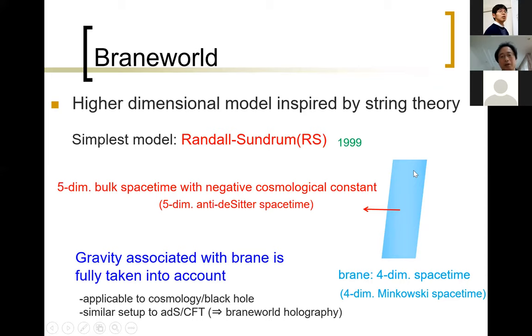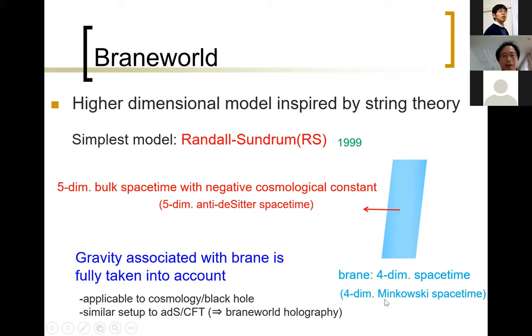So the setup is quite similar because the bulk space-time is five-dimensional anti-de Sitter space-time and the brane is four-dimensional, but not the boundary of, so-called conformal infinity in the braneworld context, but basically the same geometry on the brane. Since this is a similar setup to AdS/CFT, we can expect a similar holographic property in the braneworld model too.